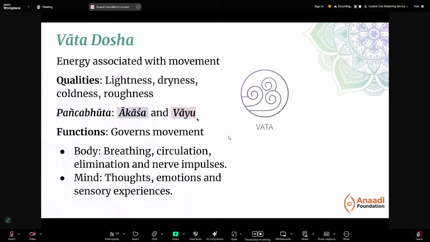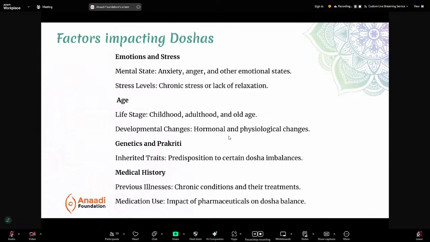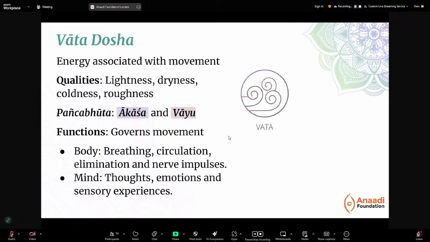So let us look at some of the doshas in detail, and we will come to designing some important strategies for learning. Vata dosha is associated with movement. The qualities are lightness, dryness, coldness, and roughness. It governs breathing, circulation, elimination, nerve impulses, thoughts, emotions, and sensory experiences.